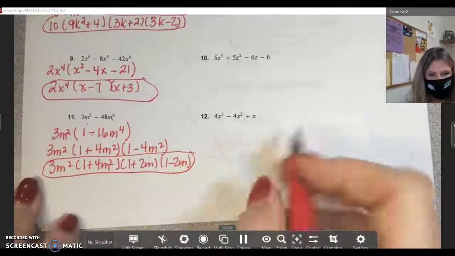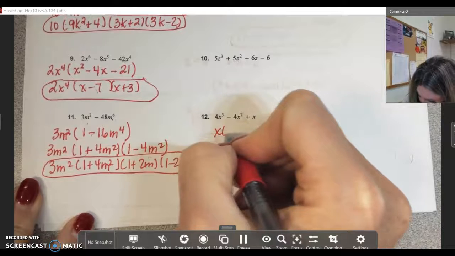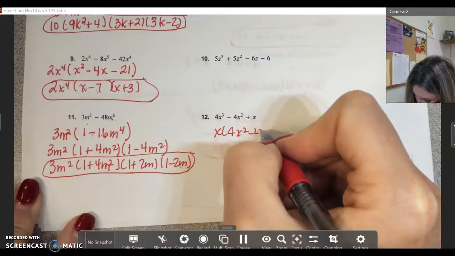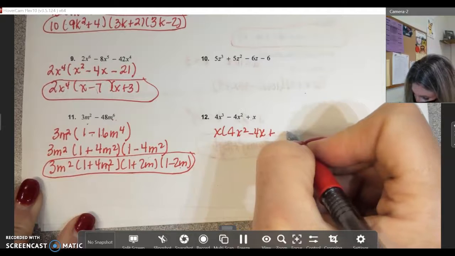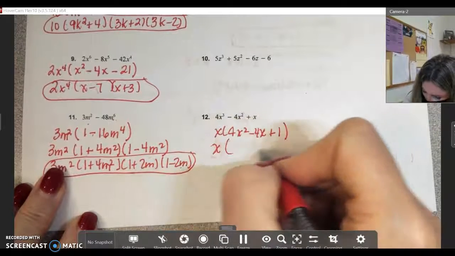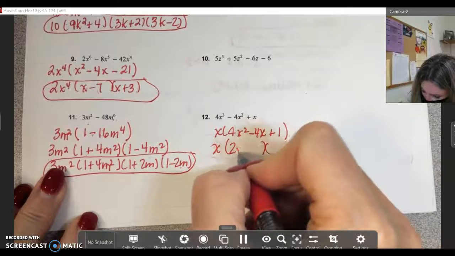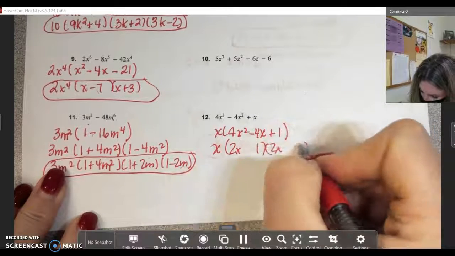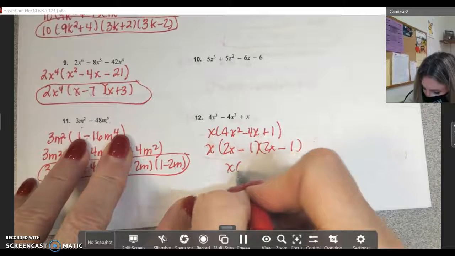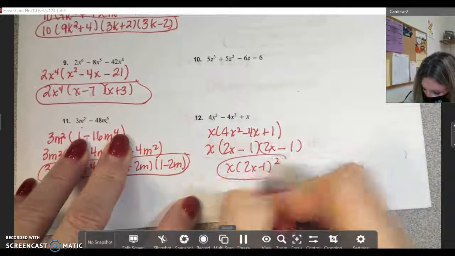All right, I'm going to do this one real quick. I'm going to take out an x. I've got 4x squared minus 4x plus 1. Now this one I'm going to have a 2x and a 2x, a 1 and a 1, a minus and a minus. I can write it like this, or I can write it like this as quantity squared.